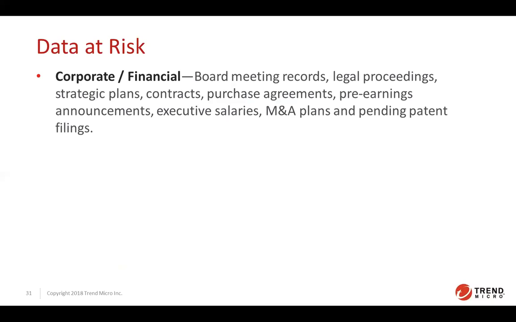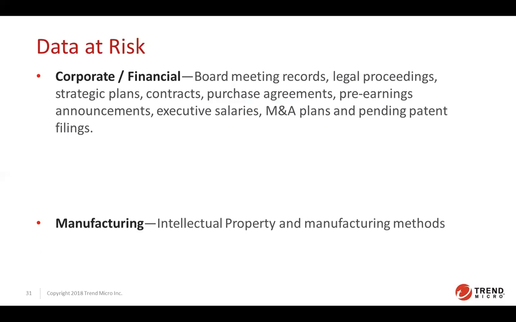First is corporate and financial. You think about board meeting records, legal proceedings, purchase agreements, pre-earnings announcements. If I want to short or long a stock, I'm going to get pre-earnings announcements to help me in that area. M&A plans, patent pending filings, etc.